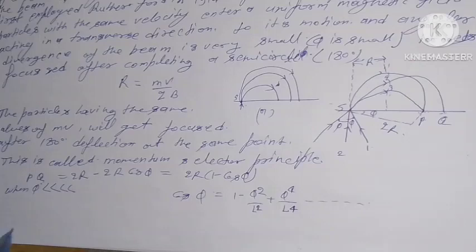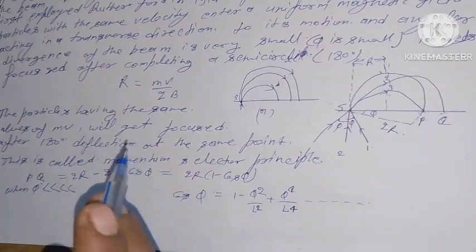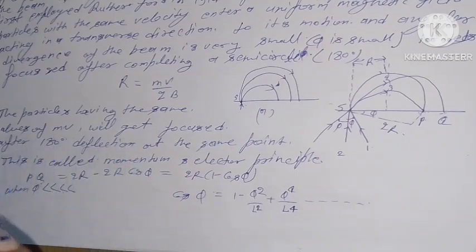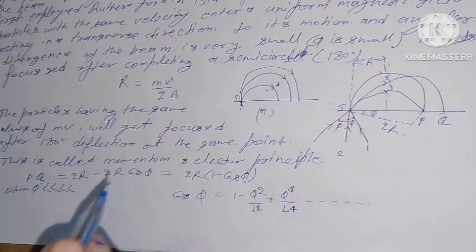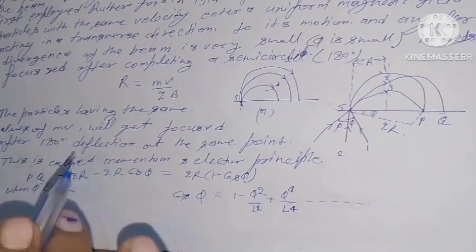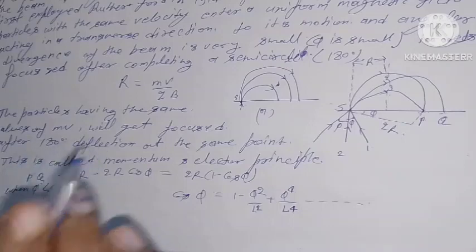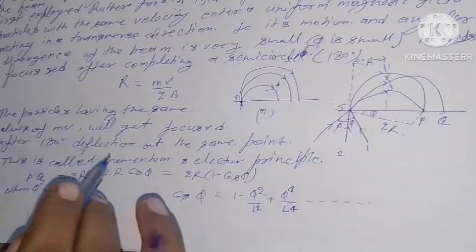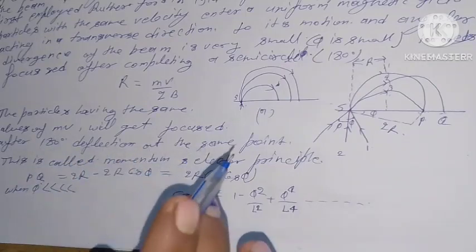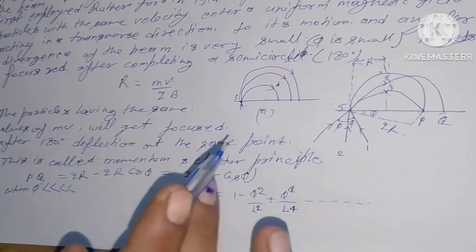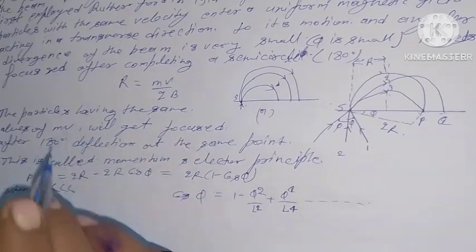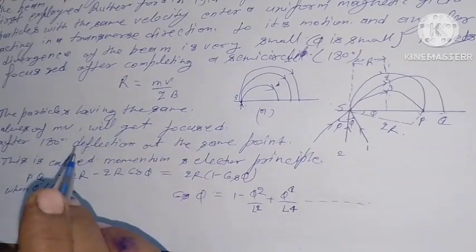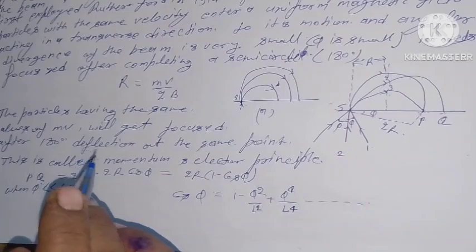Isotopes are nuclei having the same atomic number Z but different atomic mass A. The isotopes of an element contain the same number of protons but different number of neutrons. For example, oxygen has isotopes 8O16 and 8O17.